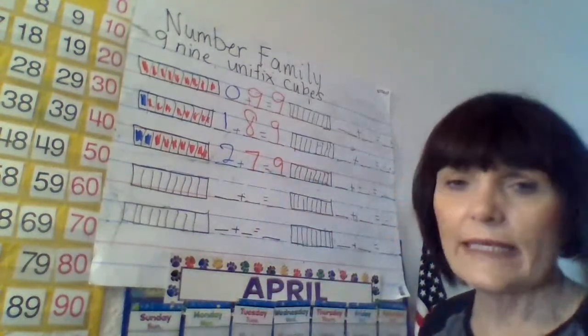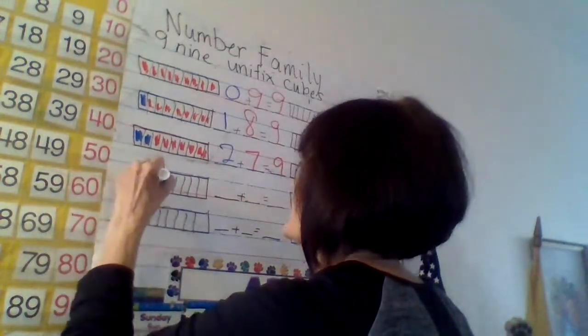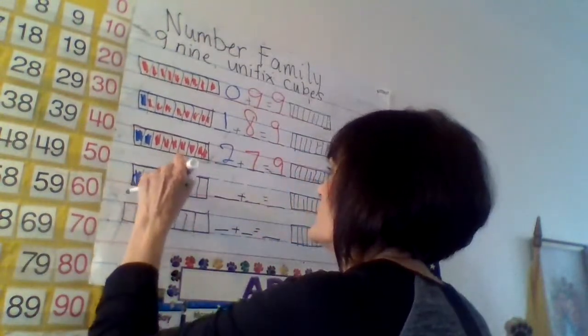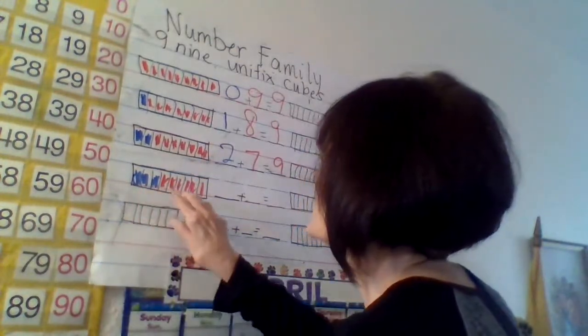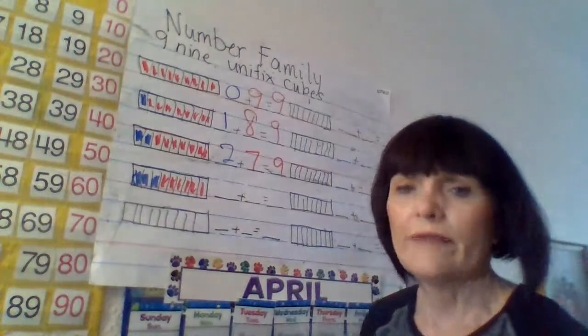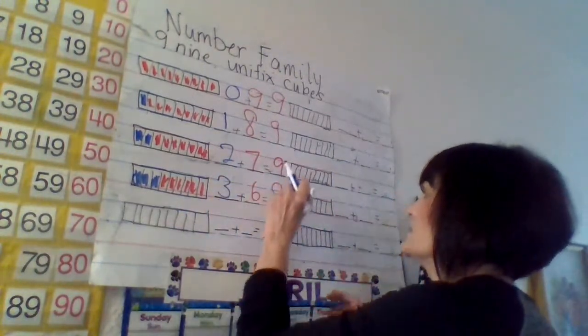All right, let's see what 3 blue and 6 red equal. 3 blue, 1, 2, 3, 4, 5, 6, 2, 4, 6, 8, 9. That equals 9. 3 blue, 6 red equals 9.